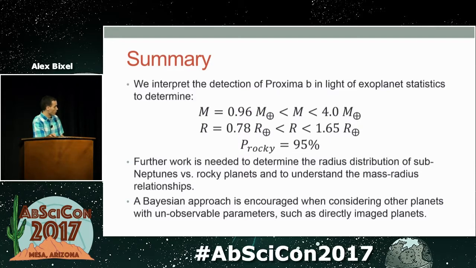I think we need to do further work in particular to understand the underlying distribution of sub-Neptunes versus rocky-sized planets in radius space, and to understand what causes the spread of the mass-radius relationship. Can we control for factors such as stellar type or luminosity? And finally, I would generally encourage a more Bayesian approach, basically a more large-scale statistical approach to interpreting our results when we have planets with unobservable parameters, namely RV-detected and directly imaged planets. So with that, I'll take questions.